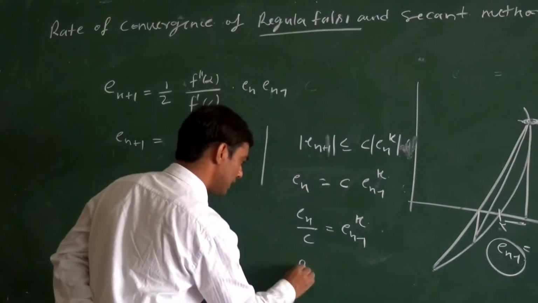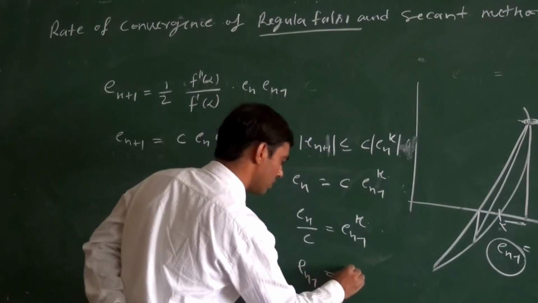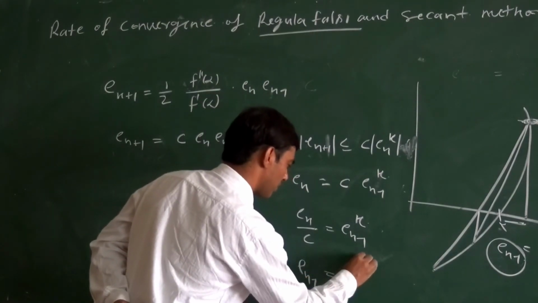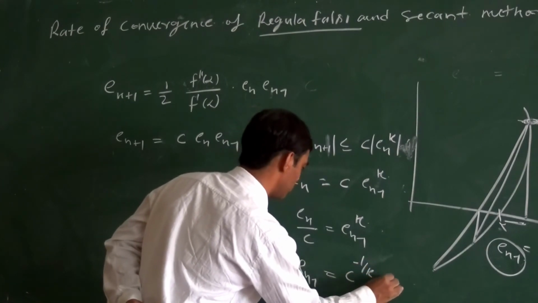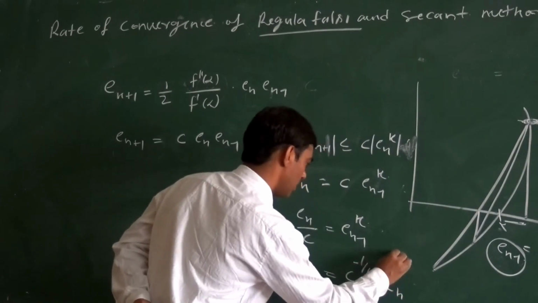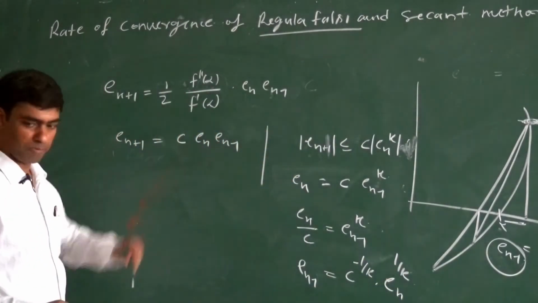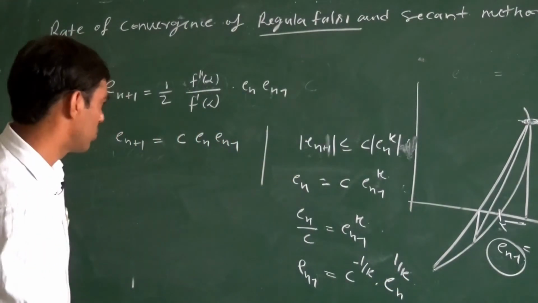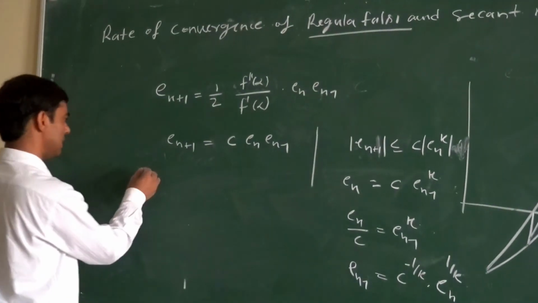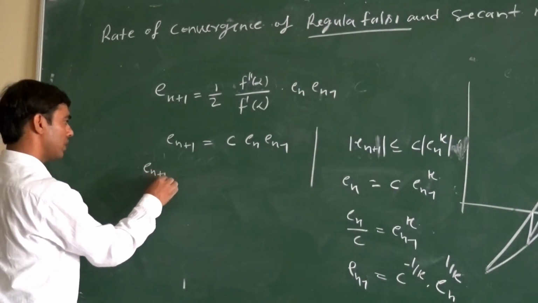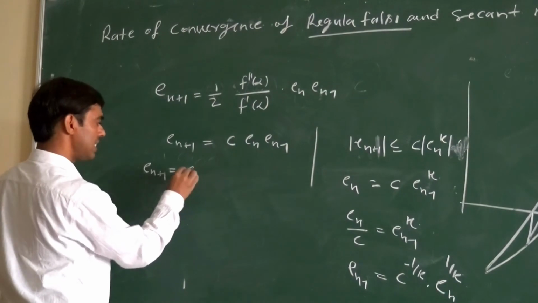What is the value of e_{n-1}? This one is c to the power minus 1 upon k into e_n to the power 1 upon k. So here we put the value of e_{n-1}. So if we put the value of e_{n-1} here, e_{n+1} equals what?